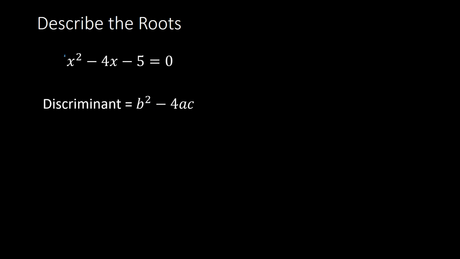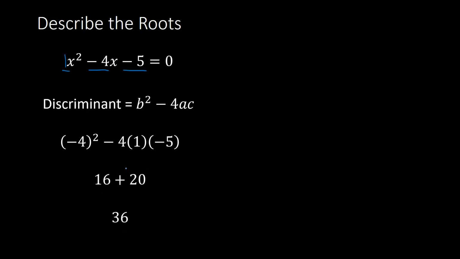And so here we have a is equal to 1, b would be negative 4, c would be negative 5. So instead of b squared, we have negative 4 squared. And instead of 4ac, we have 4 times 1 times negative 5. Negative 4 squared is 16. Negative 4 times 1 times the negative 5 would be a positive 20. You add those together to get 36. So then we know the discriminant is equal to that.